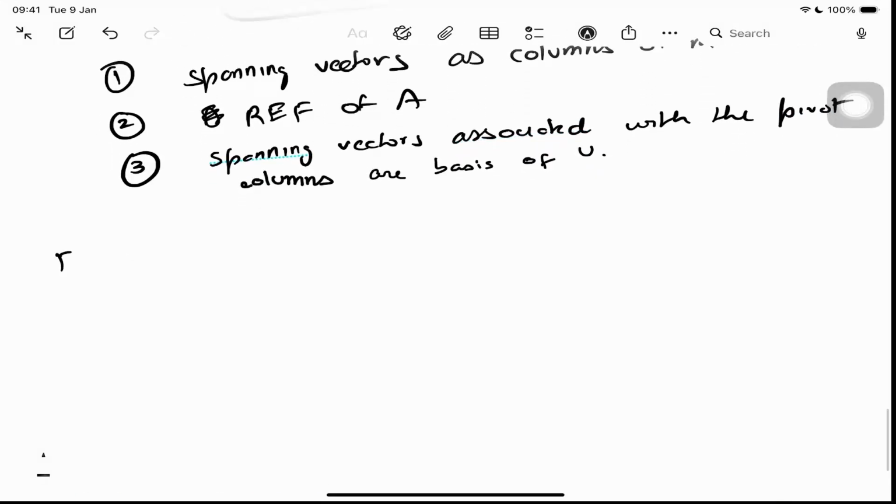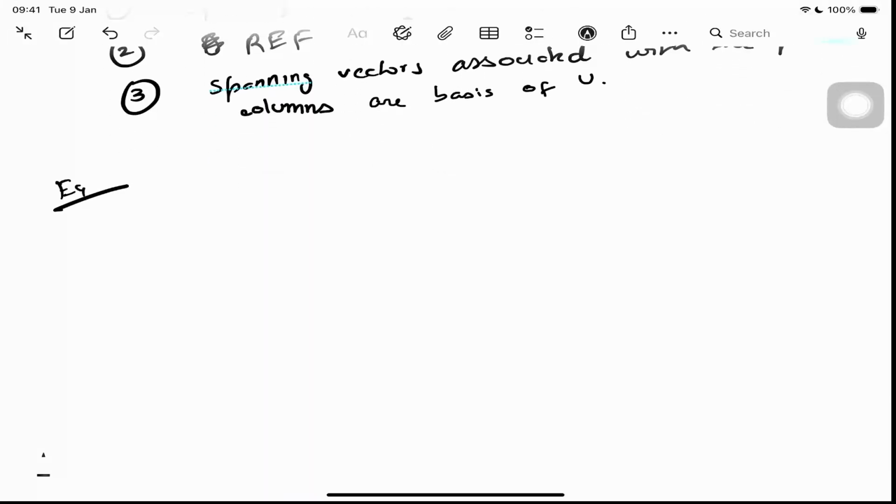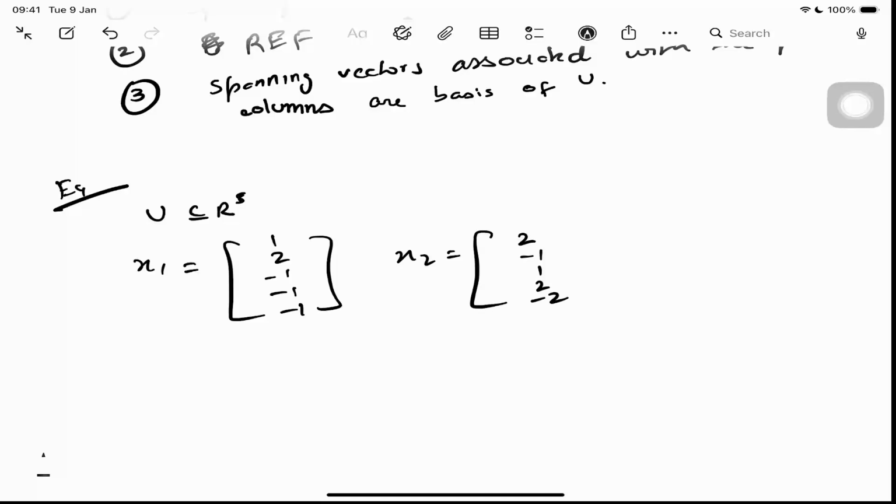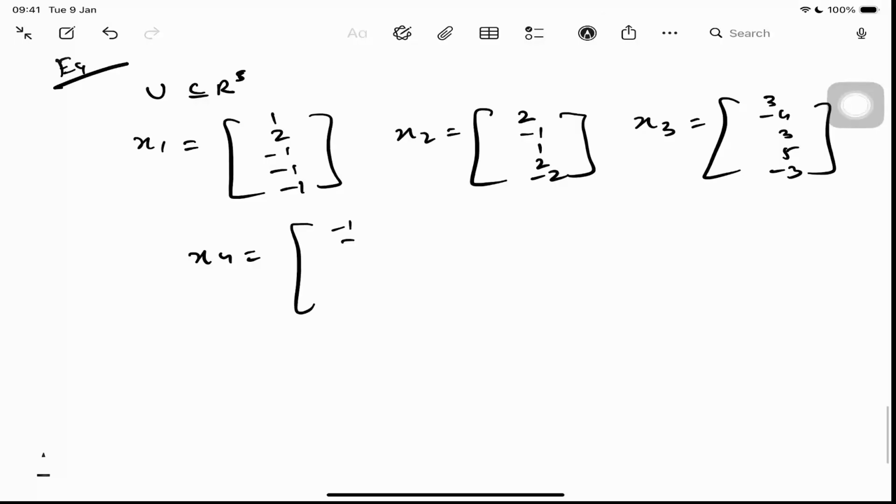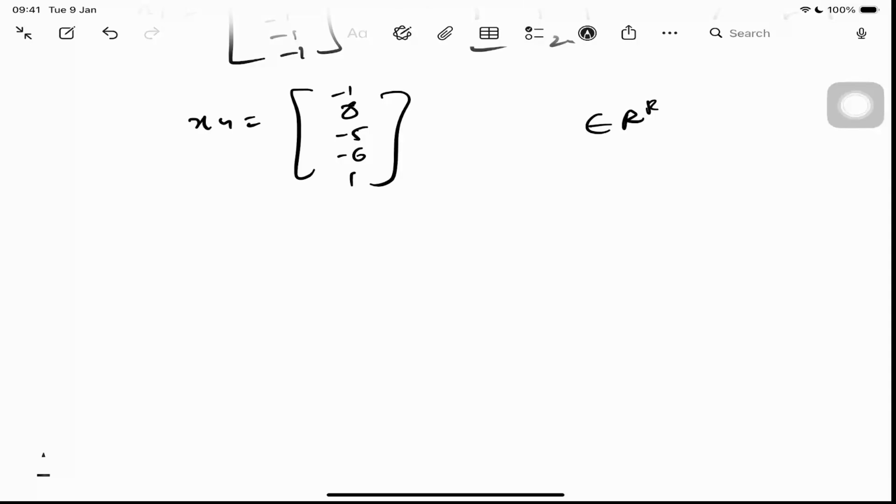So if we do an example, now I have a vector subspace U, which is a subset of 5-dimensional space, and it's spanned by vectors x1, which is 1, 2, -1, -1, -1, x2, 2, -1, 1, 2, -2, x3, 3, -4, 3, 5, -3, x4, 1, 8, -5, -6, 1. And all these belong to 5-dimensional space. Now the question is, what is the basis of U? Okay, so which vectors represent the basis of U?